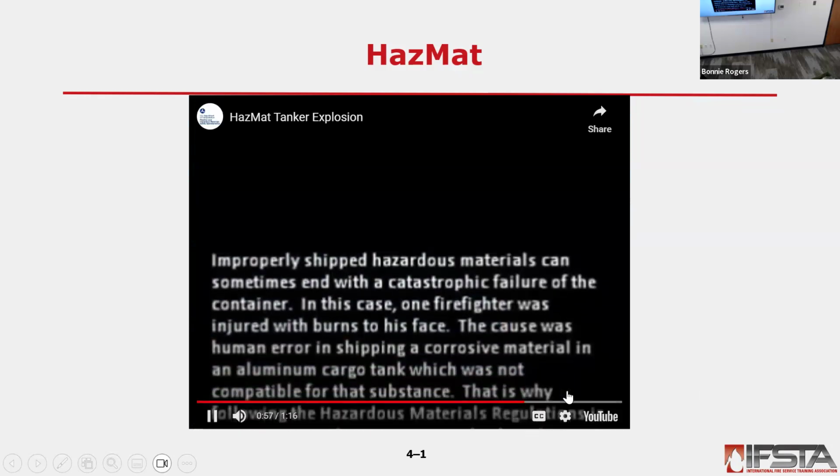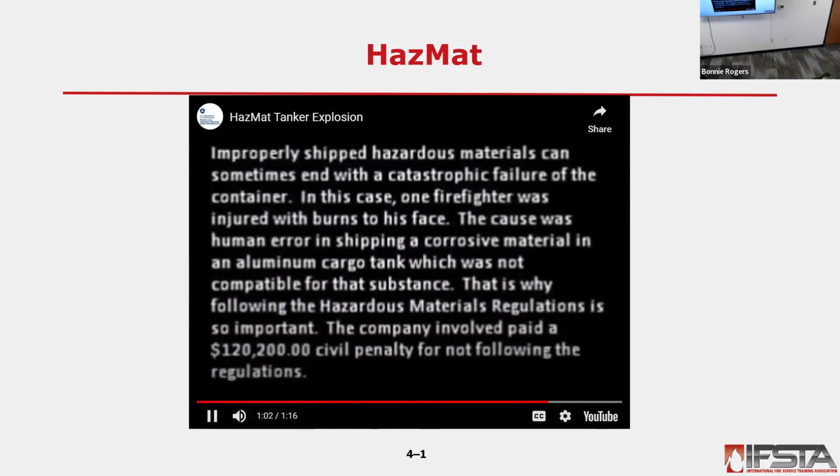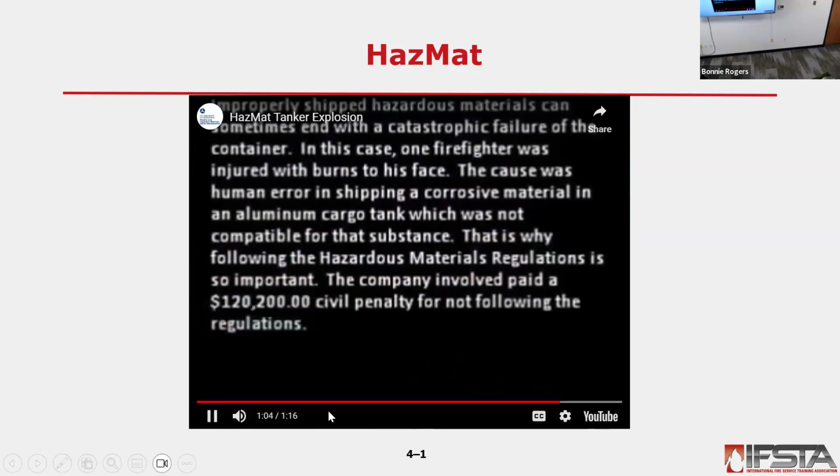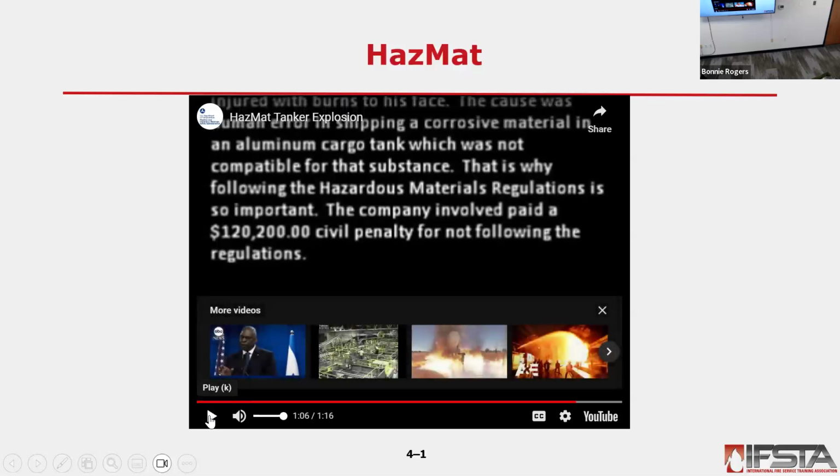So they did have a firefighter injury. He was burned. It was coming in and paying a fine because they had not properly shipped the material.